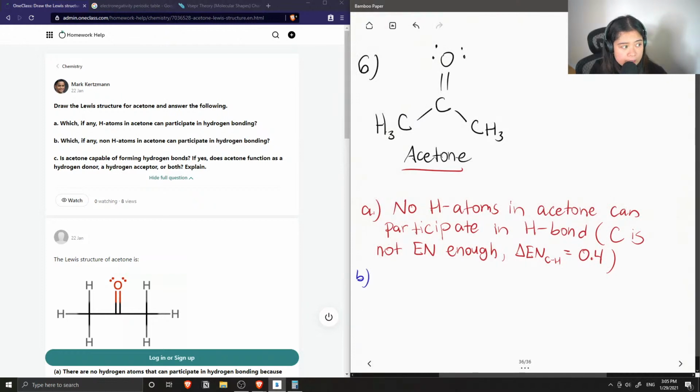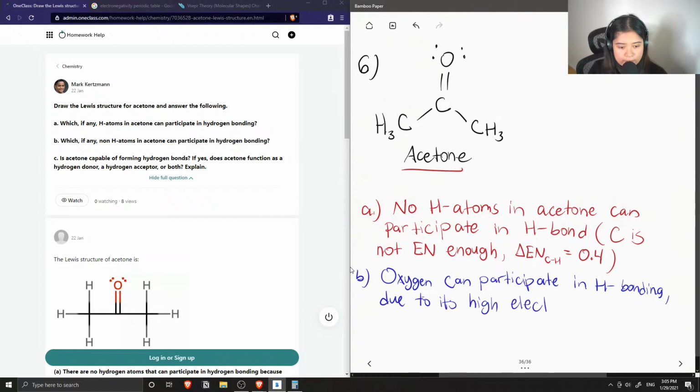So for part B, which if any non-hydrogen atoms in acetone can participate in hydrogen bonding? So in fact, oxygen can participate in hydrogen bonding. And the reason for this is because it has a very high electronegativity value. I'll just say due to its high electronegativity.